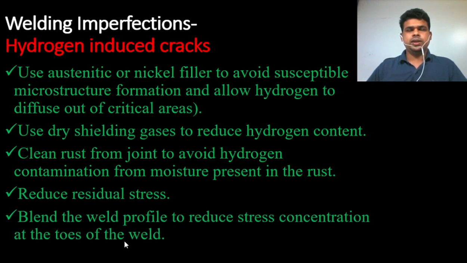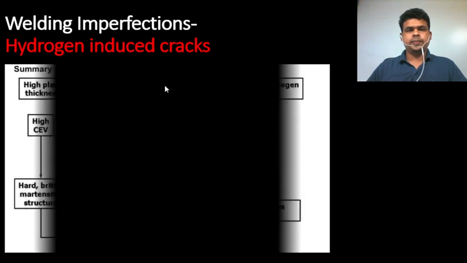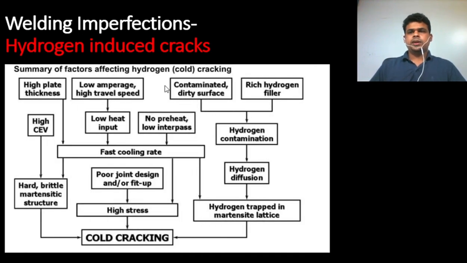of the weld. So from the toe of the weld, you need to do grinding and blend out the weld profile. Then we can also prevent the hydrogen induced cracks. So here you can see one picture. This is the summary of factors affecting hydrogen cracking.